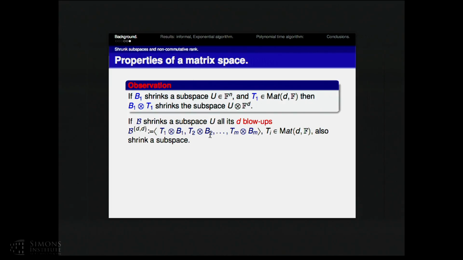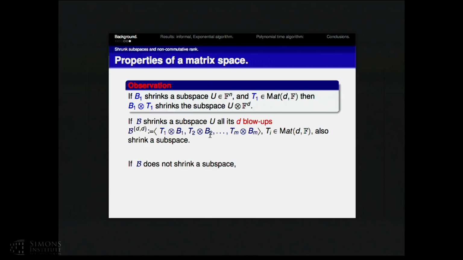Yeah, so the D blow up of the matrix space B is the linear span of B1 tensor T1, B2 tensor T2, Bm tensor Tm, where the Ti's are arbitrary matrices over the base field. Then by the previous simple observation, if B shrinks a subspace, then of course the D blow up also shrinks a subspace.